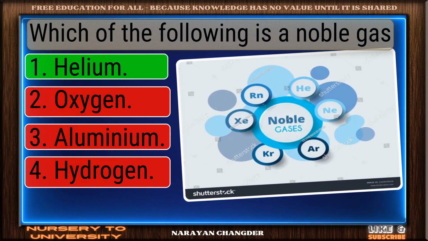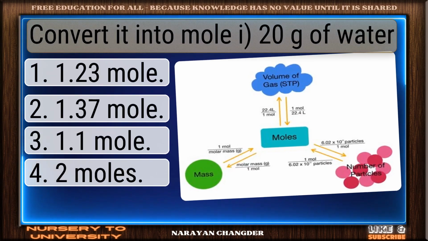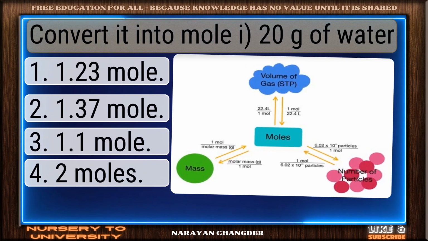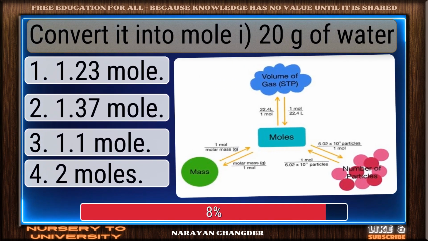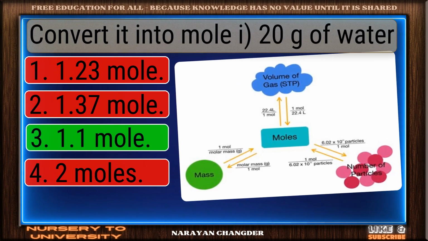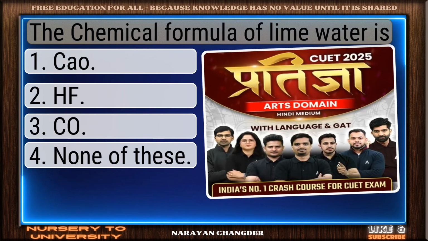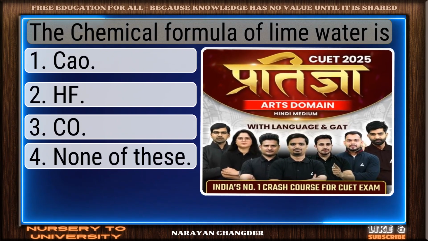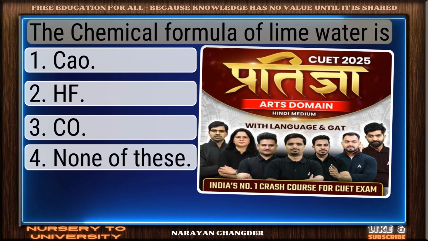Correct. Helium is the right answer. Question number 203. Convert it into moles, 20 g of water. On track, 1.1 mole is the correct answer. Question number 204. The chemical formula of lime water is?